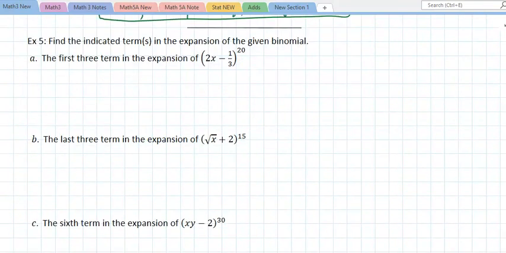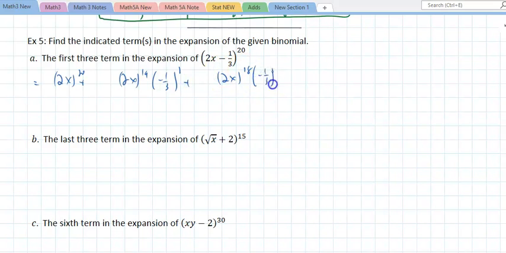Okay, much better. I couldn't figure out why they're gone. So here they are. The first three terms of the expansion, well, isn't the first term 2x to the 20? The next term will be 2x to the 19. That means the negative 1/3 will be raised to the 1. And wouldn't that be 2x raised to the 18? That means the negative 1/3 will be raised to the second power.